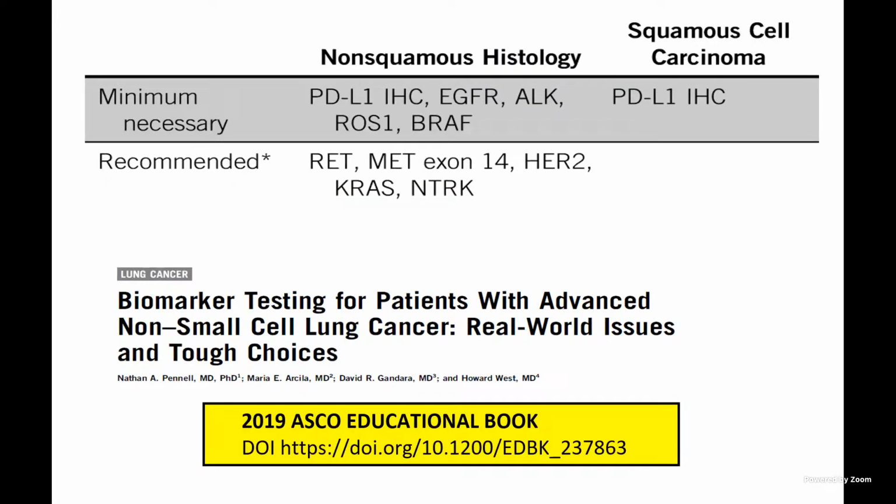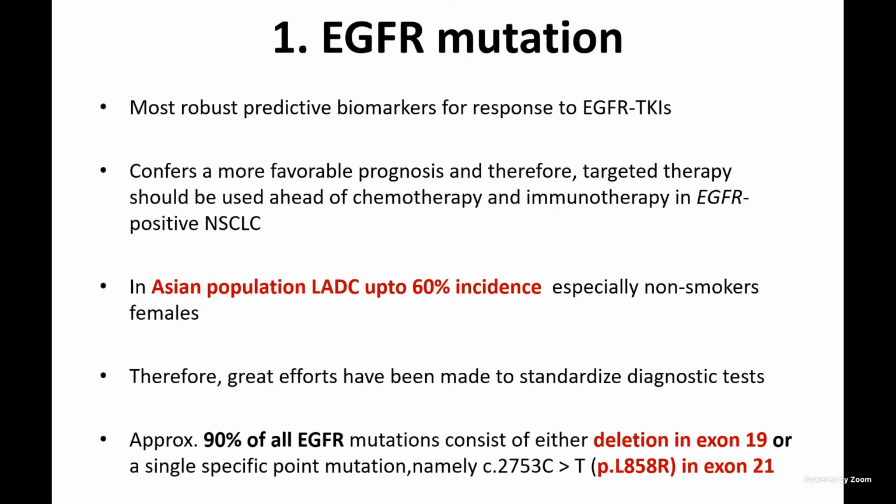So in a nutshell, we have 2 categories. One is the minimum necessary, which is the must-do test, and the other is the recommended category, which is the should-do test. Starting with the EGFR mutation, it's the most robust predictive biomarker for the response to EGFR TKIs, and it confers a more favorable prognosis, and therefore targeted therapy should be used ahead of chemotherapy and immunotherapy in EGFR positive NSCLCs. In the Asian population, especially in adenocarcinoma, an incidence of up to 60%, especially among non-smoker females, has been found, and therefore great efforts have been made to standardize these diagnostic tests.